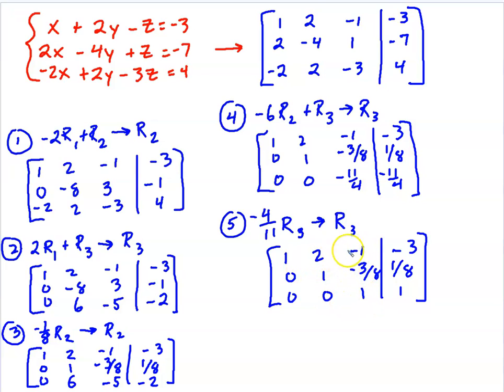Next year in pre-cal, you'll go ahead and keep going and you'll do reduced row echelon form. But we know what the solution is for z. In this case, this is like saying 1z is equal to 1. So z is 1. And now you just do backward substitution. This middle row really represents y. If you were to write it in equation form, it would say y minus 3/8 z is equal to 1/8. Well, we know that z is 1, so it's like y minus 3/8 is equal to 1/8. And so if you add 3/8 to both sides, you get 4/8, which is 1/2.